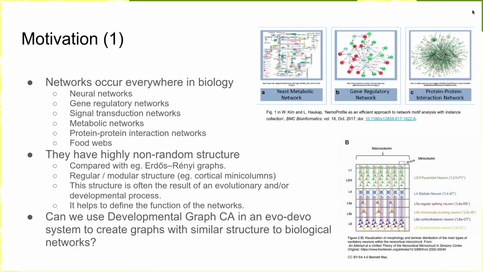And a lot of these networks have highly non-random structure. So, for example, at the bottom right, we've got a picture of these cortical mini columns, which seem to form modules in the cortex. Certainly compared with random graph generation algorithms like the Erdos-Renyi method, these are highly non-random, highly structured graphs. And often that structure is the result of an evolutionary and/or developmental process, and there may be evolutionary pressure for that structure because the structure helps define the function of the graphs.